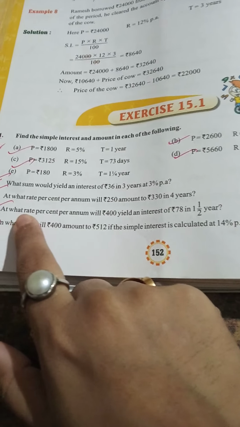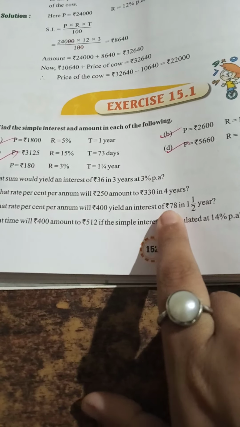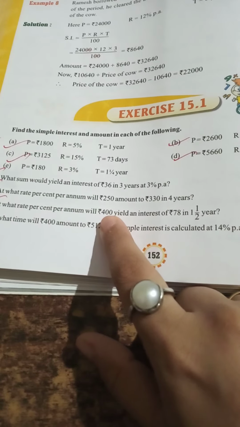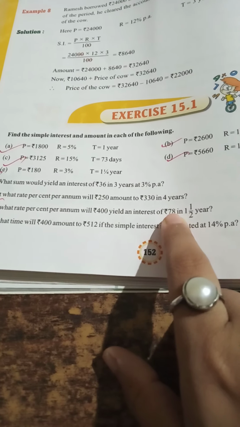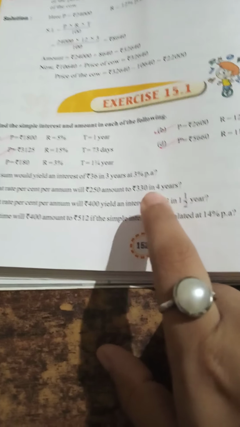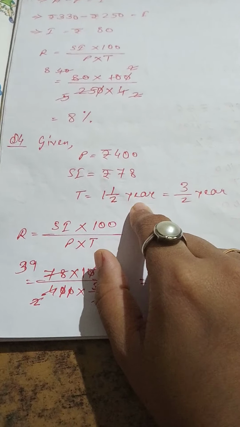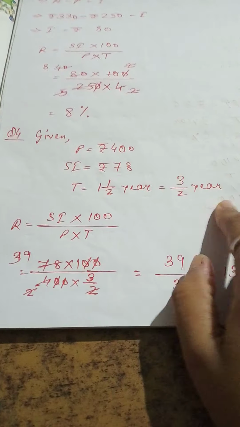Okay. Next comes question number 4. At what rate percent per annum will rupees 400 yield an interest of rupees 78 in 1.5 year? Now, this rupees 400 is principal. Yield an interest of rupees 78, that means simple interest is 78 and time is 1.5 year. Alright. So here also you have to find out rate percent. So I have written all the given. T is 1.5 year. I have converted it into improper fraction. 2 ones are 2 plus 1, 3. 3 by 2 here.